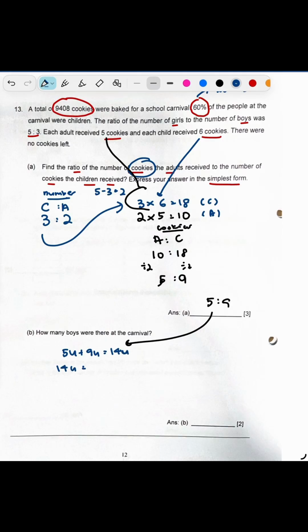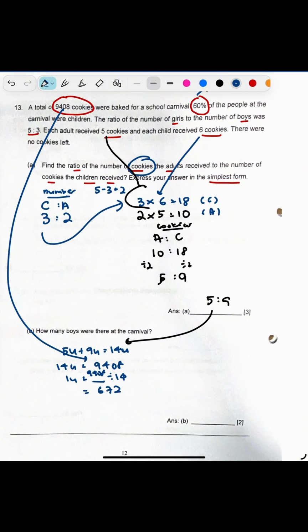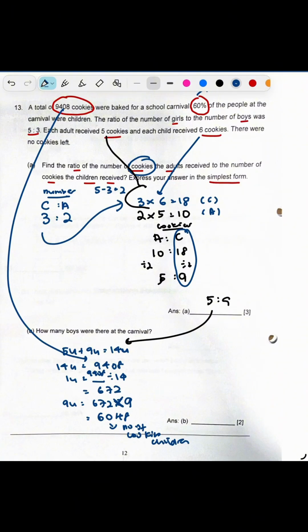Now 14 units correspond to 9,408 cookies. Let's find 1 unit, which is 672. Then since I am interested in children, I will find the number of cookies that the children receive. Times 9, which is 6,048. This is the actual total number of cookies all the children receive.